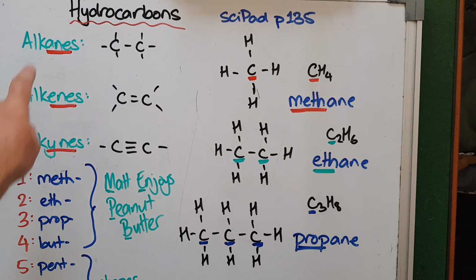So there are our functional groups for the hydrocarbons. There are how we name the carbon chain length, and there's some examples there. And again, this is covered on page 135 in your SciPad.